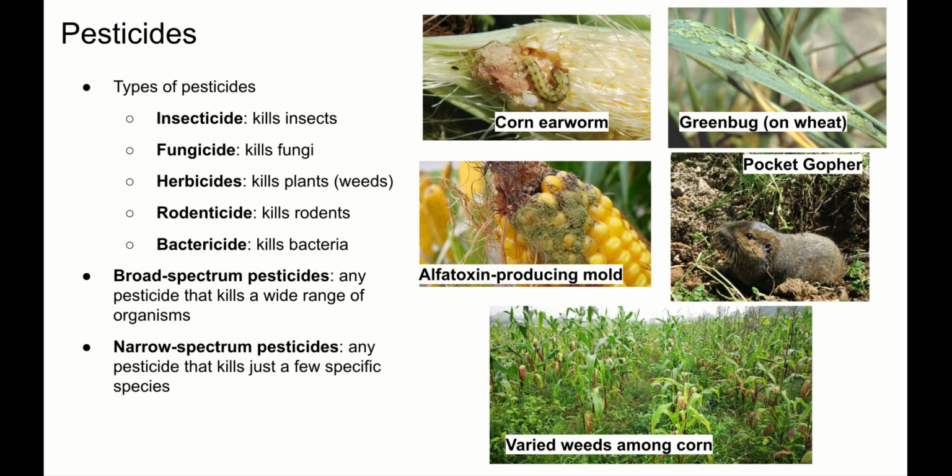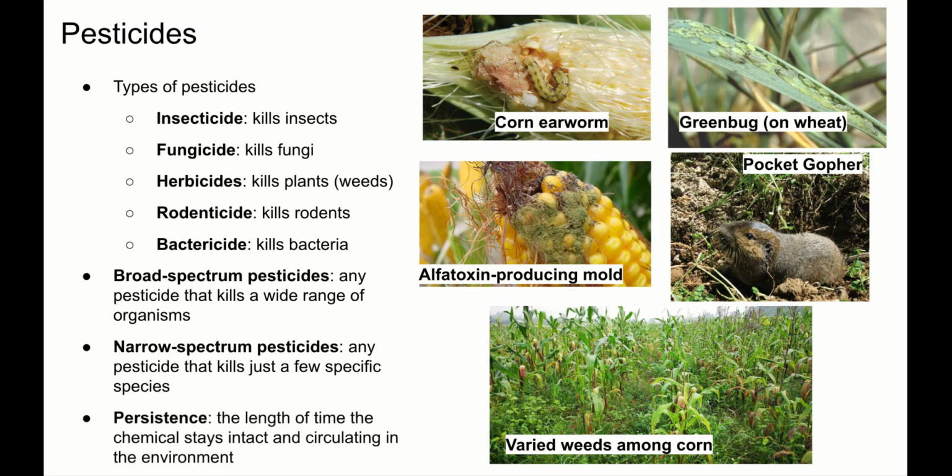We also classify pesticides based on something called persistence. This is the length of time that the chemical stays intact and circulating in the environment. The molecule itself will fall apart, given enough time. Maybe it'll fall apart when it goes through the digestive tract of an animal. Maybe it'll just fall apart naturally from exposure to sunlight. But certain chemicals that have long persistences might be able to travel between different organisms up the food chain, back into the soil, and still maintain the right chemical structure to be an effective pesticide. So the persistence of the pesticide is going to determine things like how long it has an effect on the environment we add it to.